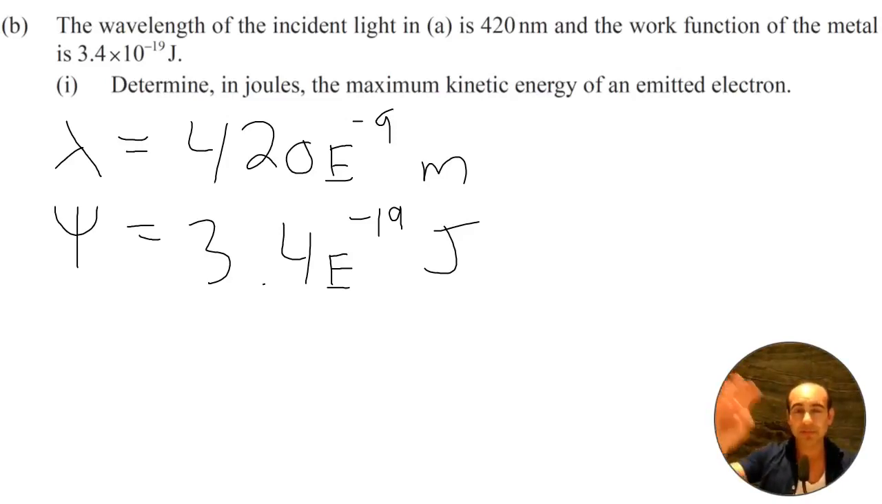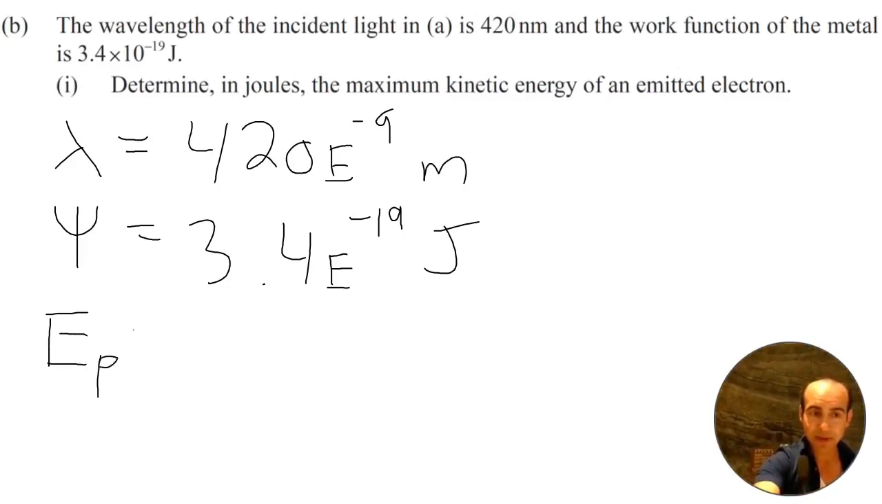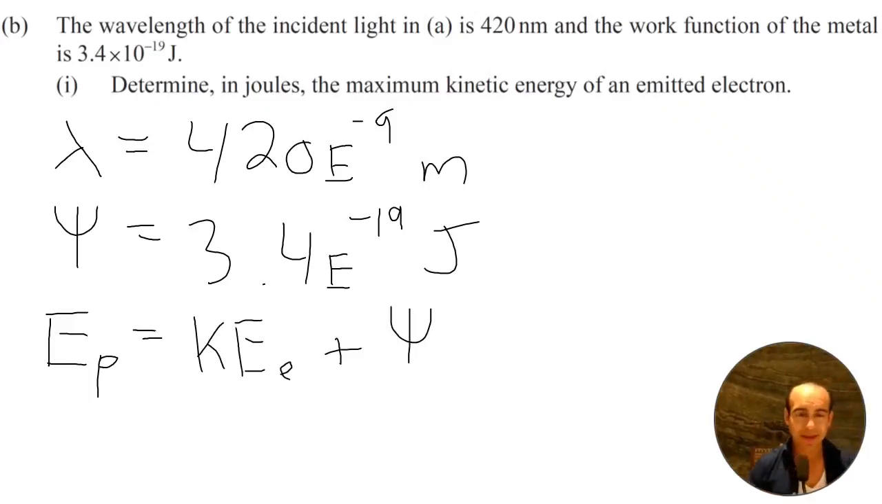It's going to have the energy of the photon minus whatever it lost in the collision, aka the work function. So our raw equation for the energy of a photon is E photon must equal the kinetic energy of the electron plus the work function. In this case, we just want to know the energy of a photon, so we are going to eventually need the frequency of this light.